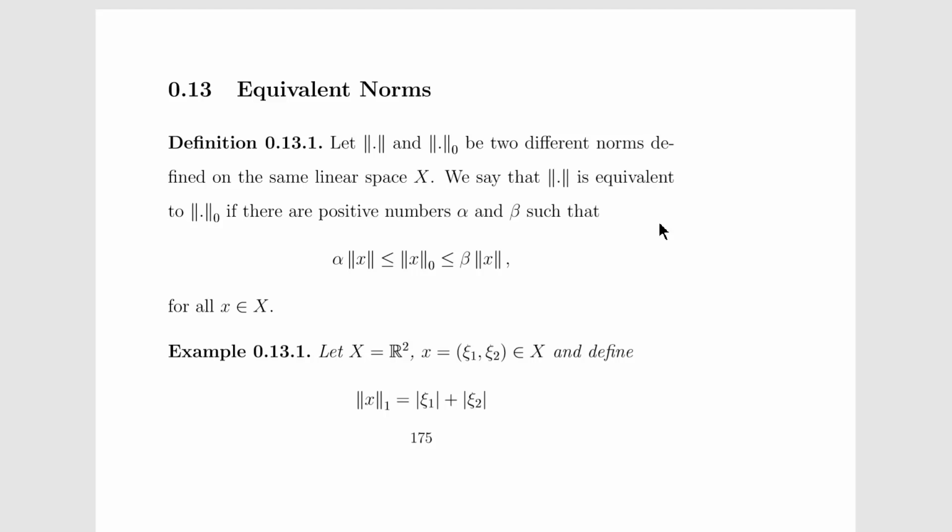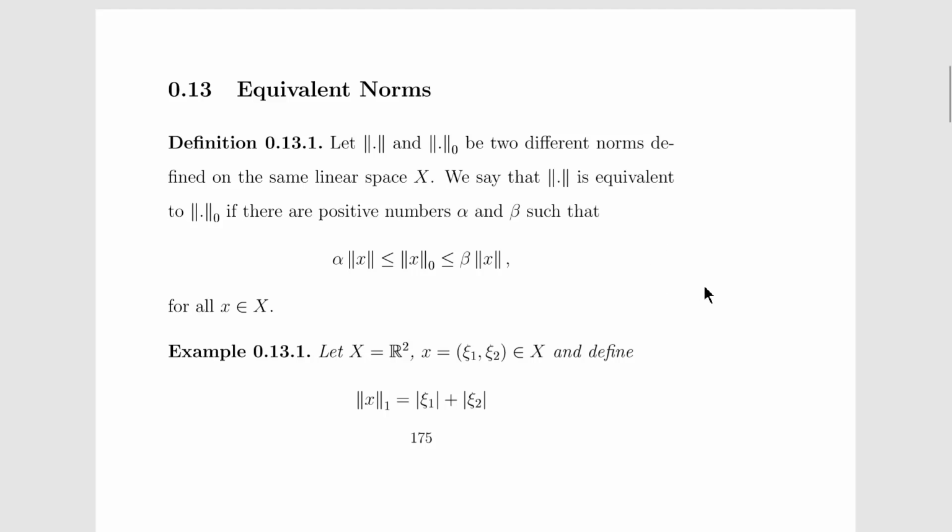We say that norm is equivalent to the norm naught if there are positive numbers alpha and beta such that alpha times the norm of x is less than or equal to the norm naught of x, which is less than or equal to beta times the norm of x. If it satisfies this property, then these two norms, norm and norm naught, are equivalent.